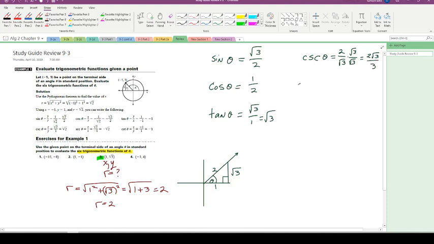Now let's do the secant, which is the reciprocal of cosine. I like to write it next to each other because I know that that's the reciprocal. So that's just 2 over 1, which is just 2. Then I have the cotangent of theta, which is the reciprocal of this, which is 1 over the square root of 3. And I have to multiply by the square root of 3. That equals the square root of 3 over 3. Okay, so there is my first one. That is example number 1.